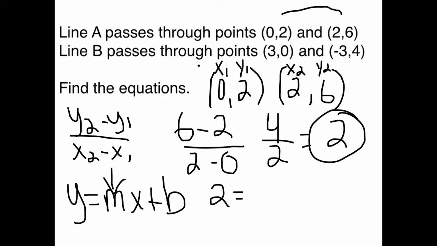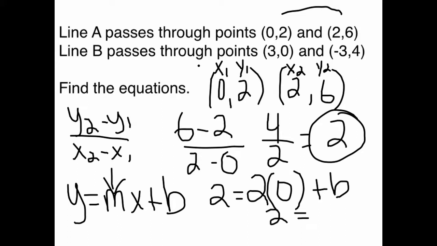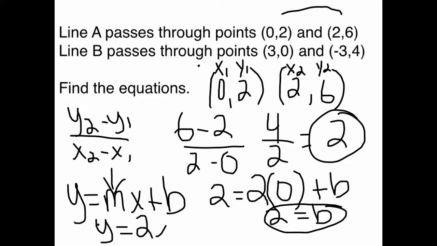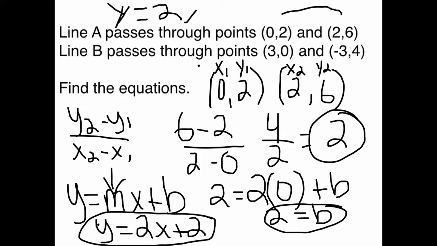2 equals, we already know what m was. M was our slope, 2, times a pocket, because a value is going to go in there, and that value is going to be 0, plus b. Now, 2 times 0 is 0, so I'm just left with 2 equals b. So now that I have my m and my b, I can go ahead and plug those in and write my equation. Y equals 2x plus 2. And that is our equation for line A. Let's do line B.